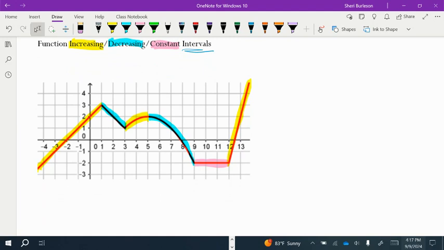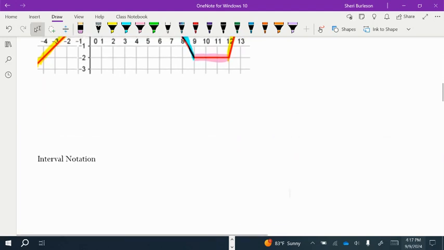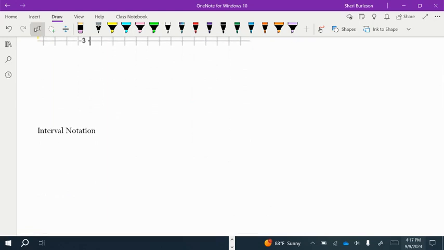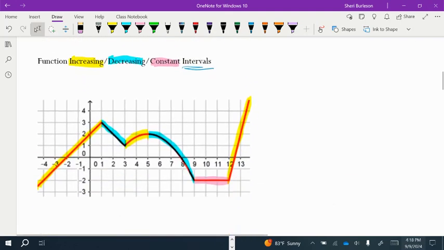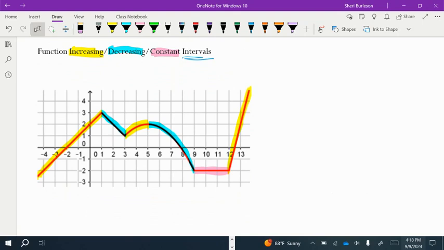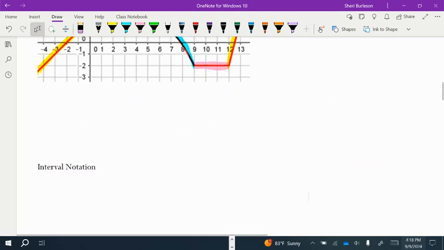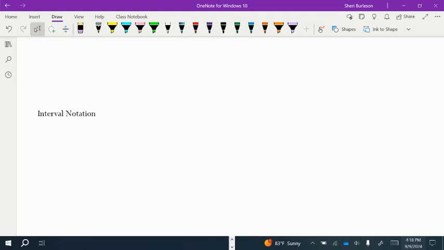constant. Now, what we want to do is use interval notation for our description of the domain and the range. I believe this is how you would have done it in Algebra 2. And for increasing, decreasing, and constant intervals. So we're going to look at interval notation, and then we're going to go back and state increasing, decreasing, constant, range, domain using interval notation.